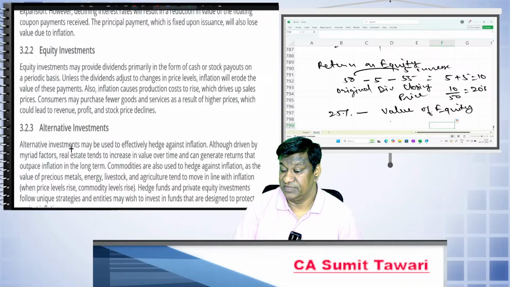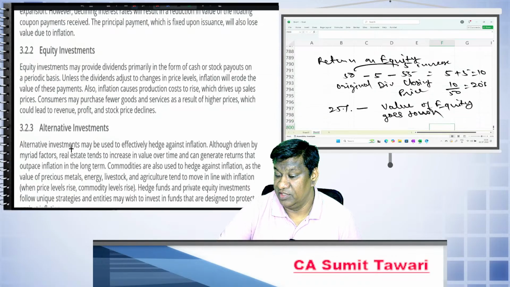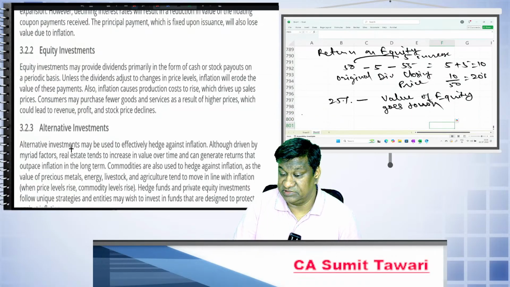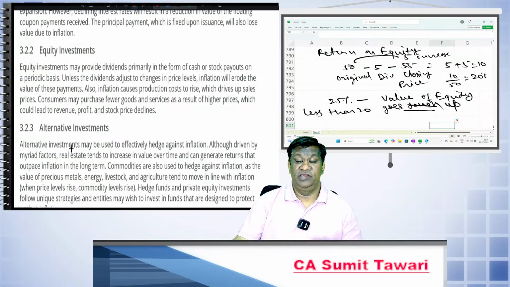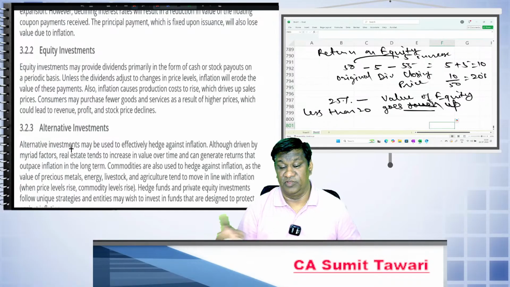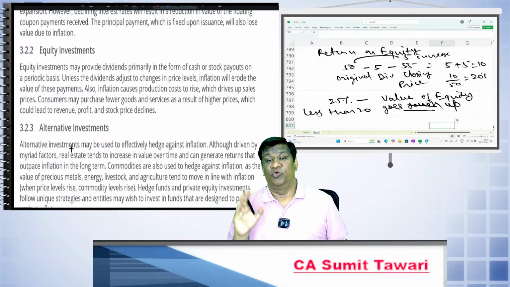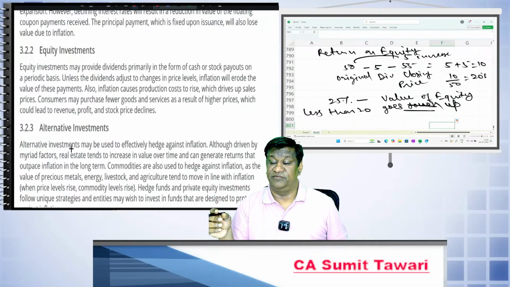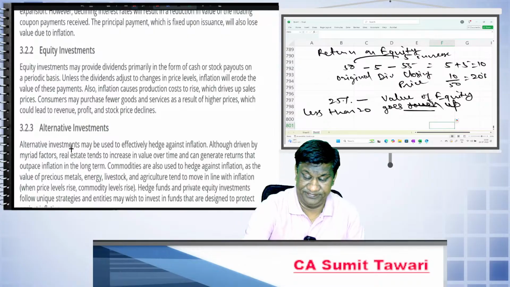Same way, if the inflation is less than 20%, then the value of equity goes up. Okay. So in debt, we just need to consider the interest rate, but in equity, because it fluctuates with the market, opening price minus closing price plus whatever dividend received will be the return on equity.